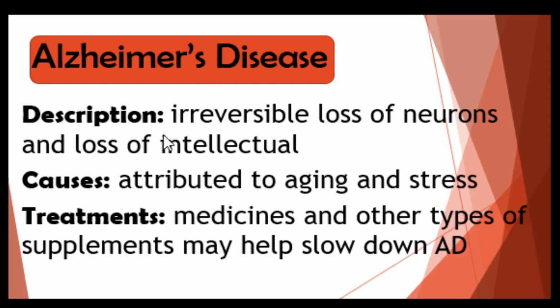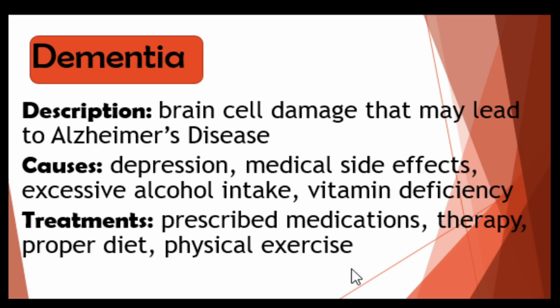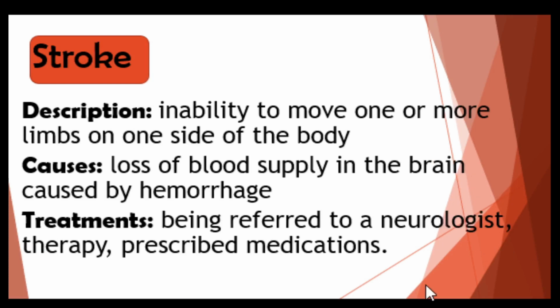Alzheimer's disease, it is irreversible loss of neurons and loss of intellectual. Causes attributed to aging and stress. Treatments, medicines and other types of supplements may help slow down AD. Dementia, it is brain cell damage that may lead to Alzheimer's disease. Causes, depression, medical side effects, excessive alcohol intake, vitamin deficiency. Treatments, prescribed medications, therapy, proper diet, physical exercise.